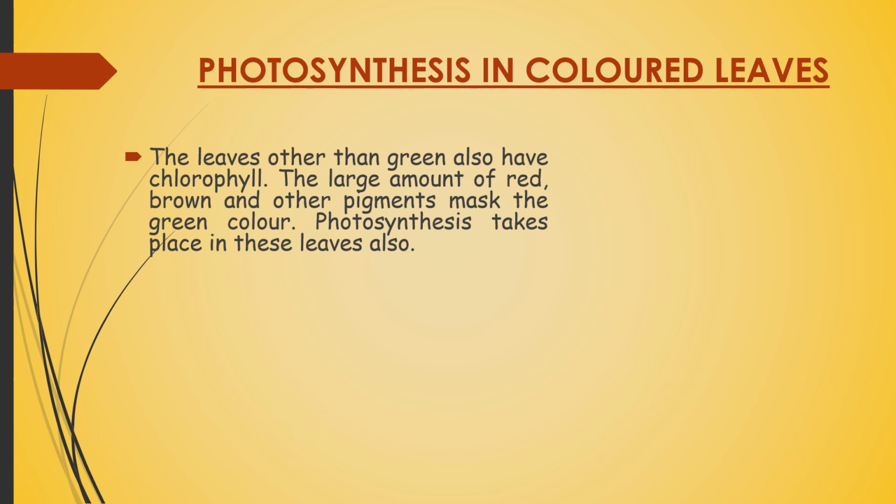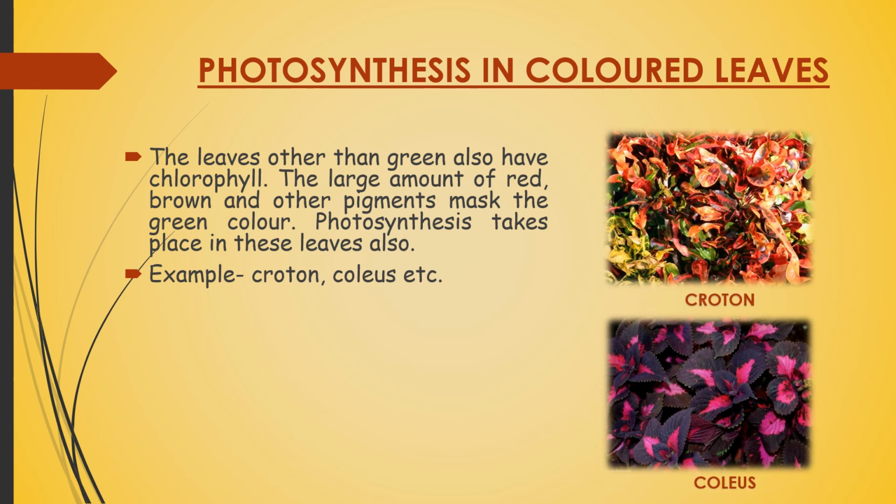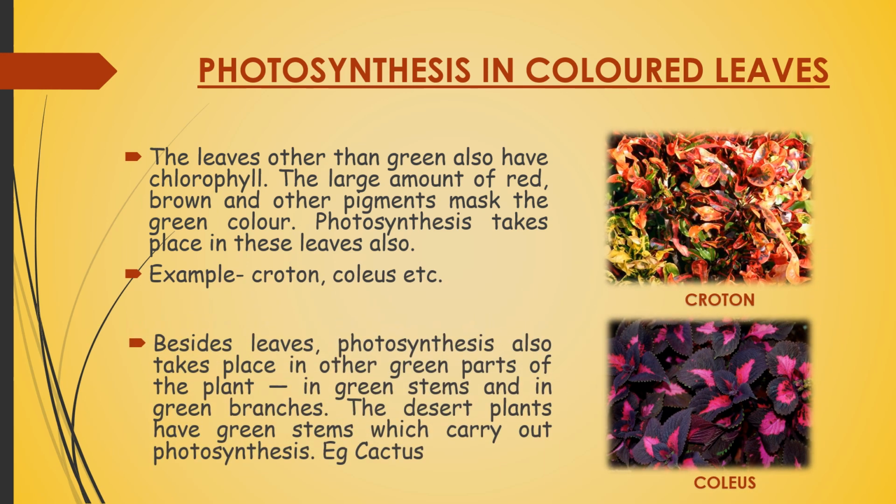It means the leaves are not green. These are of red or orange or brown color, but they perform photosynthesis. For example, croton, coleus, etc. It is quite interesting to know that besides leaves, photosynthesis also takes place in other green parts of a plant, in green stems or in green branches. The desert plants have green stems which carry out photosynthesis. For example, in cactus.